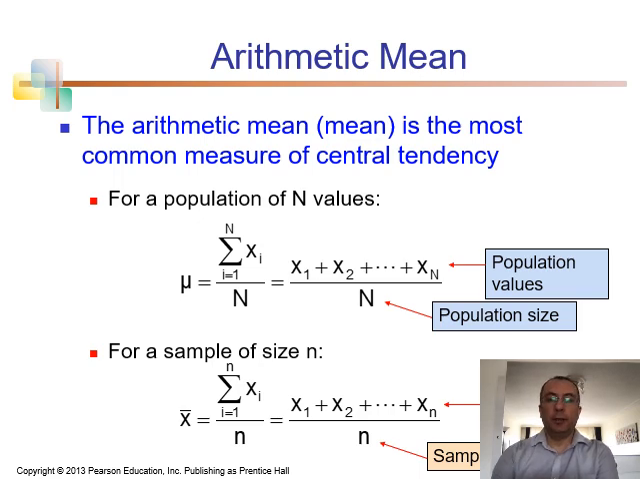Now arithmetic mean is calculated in the same way whether you are using population or you are using sample. For the population, we show it with the notation mu. But still the idea is you add up all the numbers and divide by the population size. That gives you the population mean. For the sample, the logic is the same, but this time we show it with x bar. We add up all the numbers in the sample and divide by the sample size, small n.